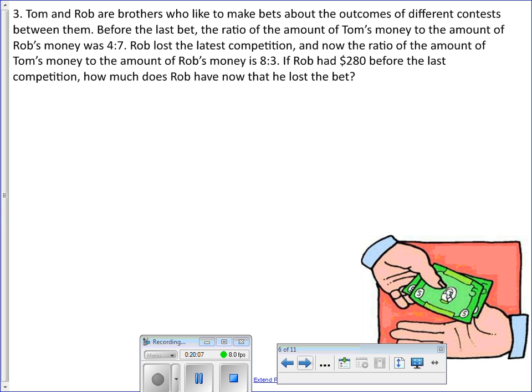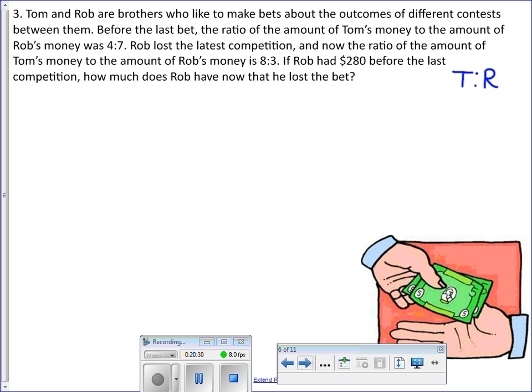Want, words. What's the gist? What are the two things being compared? Step 1, identify the ratio. What are the two things being compared? Tom's and Rob's money. Right, so we have Tom and Rob.